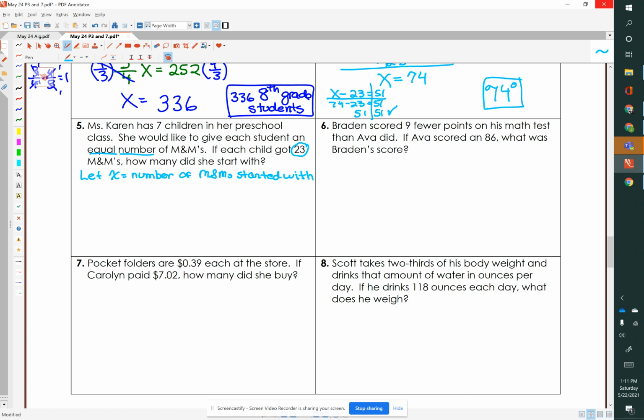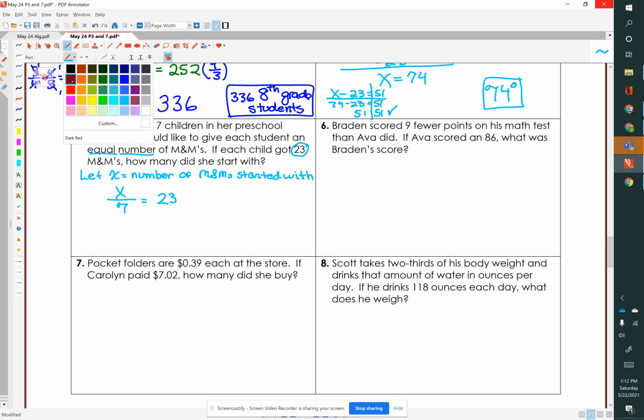Okay, so it says that she has 7 children in her preschool. And if each child got 23, how many did she start with? So she divided the total, the amount that she started with, which is x, by 7 to get that number of 23. She started with a certain number and made 7 equal piles, groups, and each student got 23. So that should tell us how many she started out with.